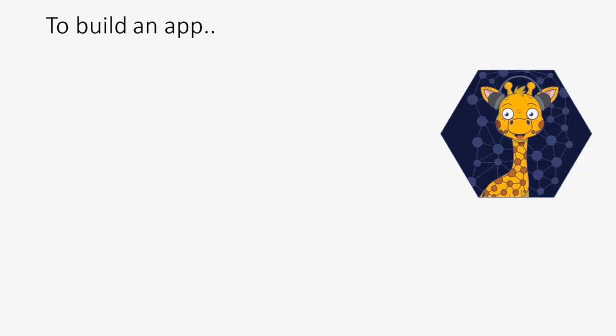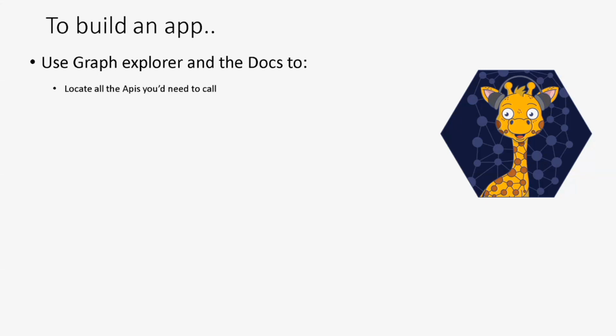Okay, so one other question we keep getting asked is, if I want to build an app, what is the recommended way I should go about building one? The recommendation that we provide is that you first use Microsoft Graph Explorer and the documentation to locate all the APIs you need to call. When you're doing that, you would also locate all the permissions that these APIs need. So you will have a list of permissions that your application needs to have before you can start making calls to these APIs.